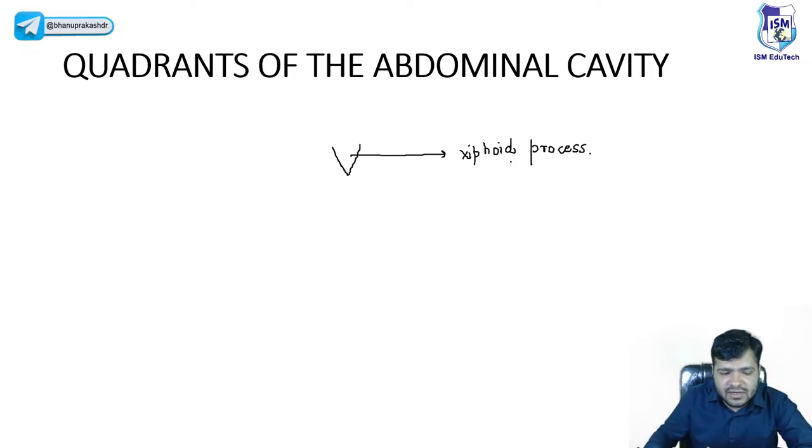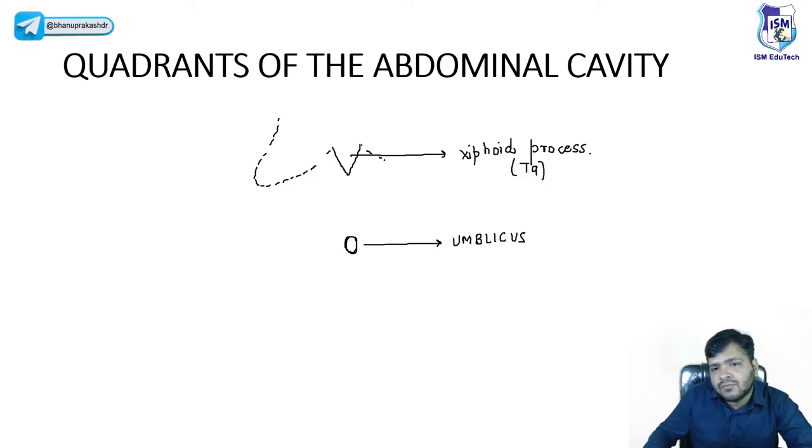So the xiphoid process is at the level of T9, thoracic vertebra 9, and just below, in the median plane, you will encounter between L3 and L4 something called the umbilicus, right? And we have the costal margins as well.